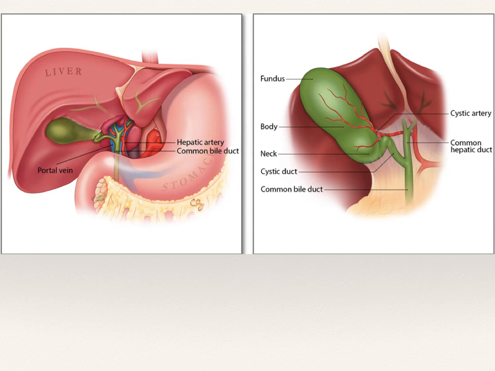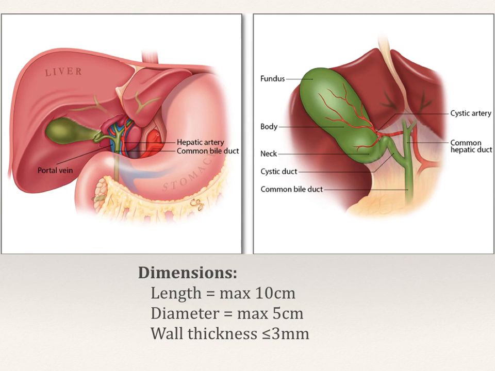If we were just going to review the basic anatomy, we can first think of the liver and the gallbladder sitting right behind the liver. It's connected via the cystic duct to the common bile duct. It runs along with two other friends, the hepatic artery and the portal vein. In terms of dimensions to lock in, we should see a maximum length of 10 centimeters, a maximum diameter of 5 centimeters, and a wall thickness of less than 3 millimeters.